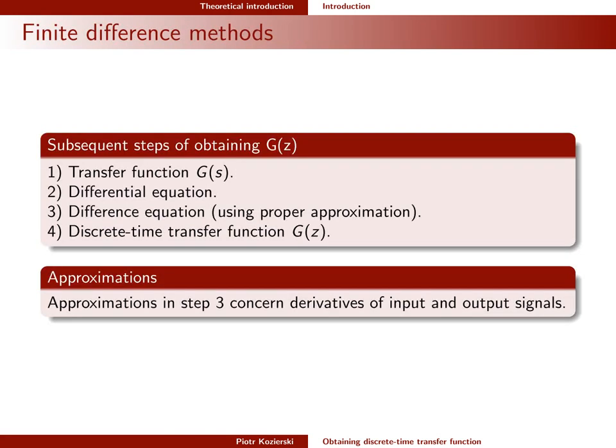The last group of methods is finite difference methods. These methods require a differential equation, so one needs to write it first. Then, using an appropriate method, one needs to convert the differential equation into a difference equation. And the last step is transformation from the difference equation to the discrete time transfer function.